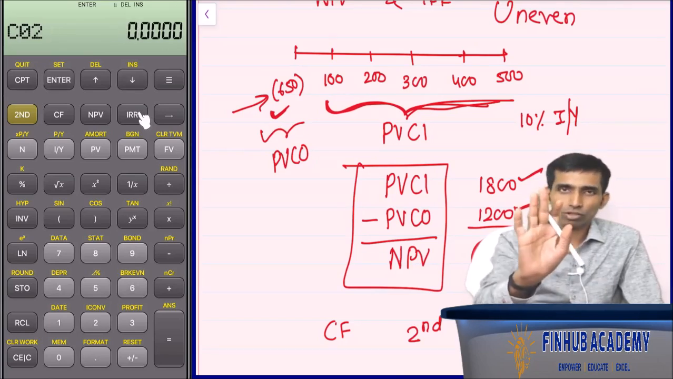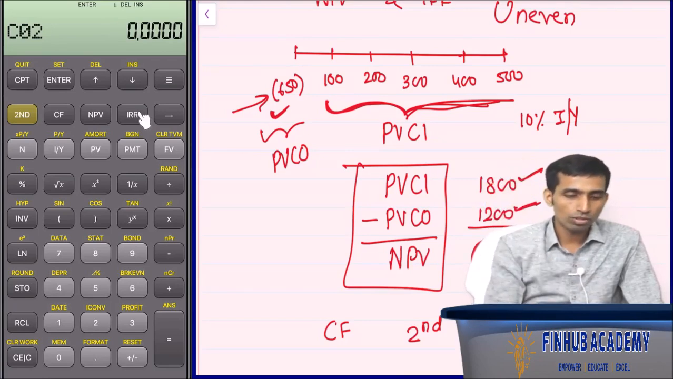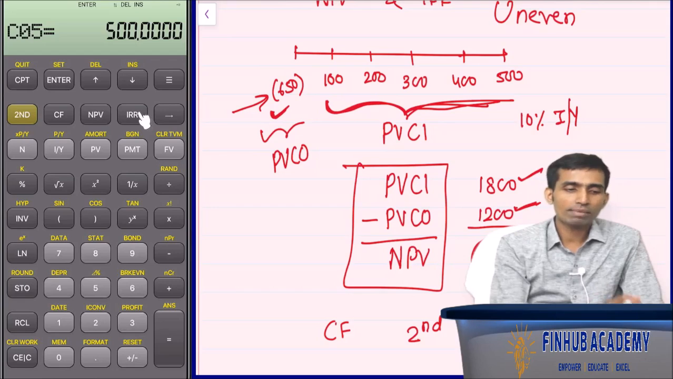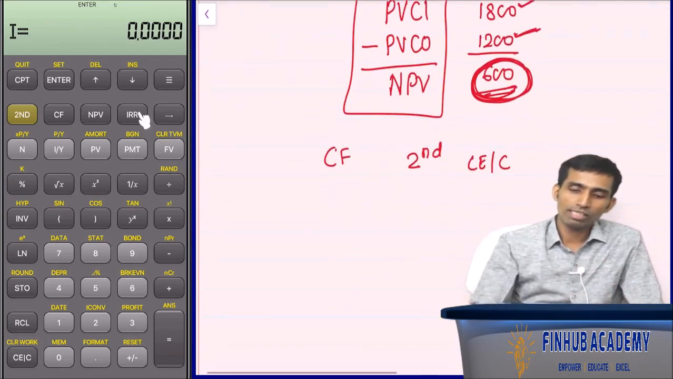That frequency is not of use. When to use it, I'll tell you. 200, this is positive. Okay, backspace I'll press, enter, down. 300, enter, down. 400, enter, down. 500, enter. Now I will press NPV. After feeding this, I'll press what? NPV.